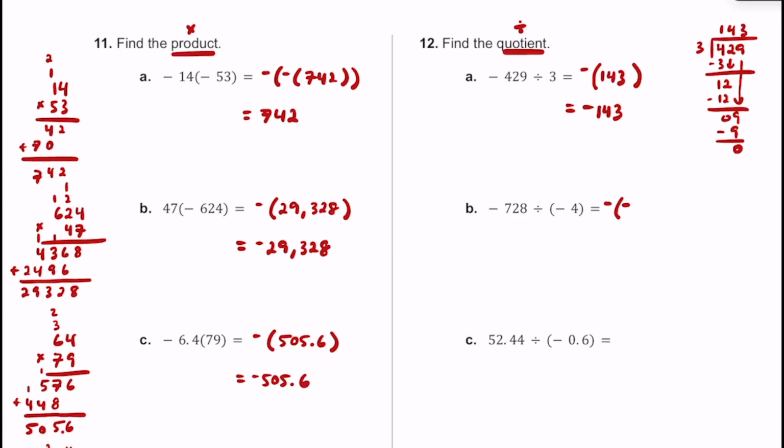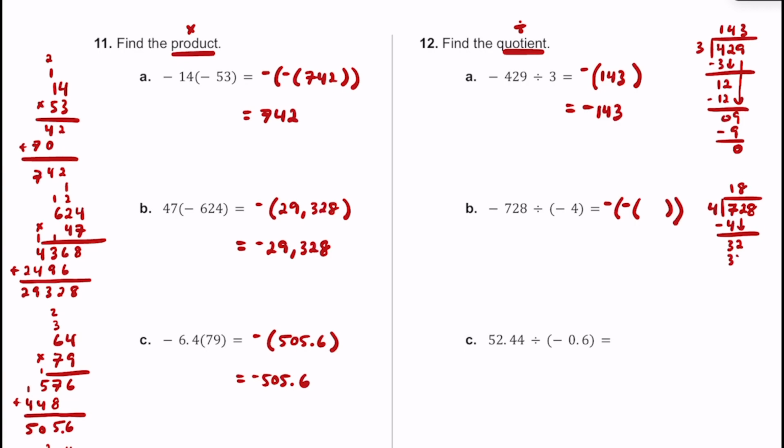Okay, moving on to B, we have a -728 divided by a -4, so the answer here is going to be the opposite of something. Okay, so what are we dividing? So just ignore the negatives now and just take this 728 and let's just divide by 4 and think about the signs later. 4 into 7 once. 1 times 4 is 4. 7 minus 4 is 3. Bring down the 2.